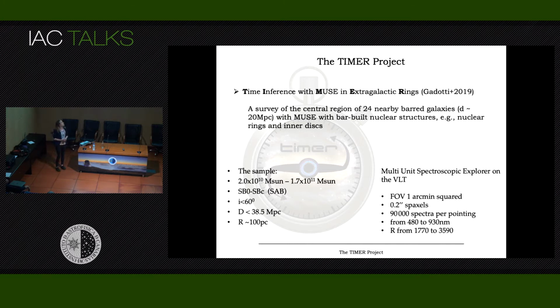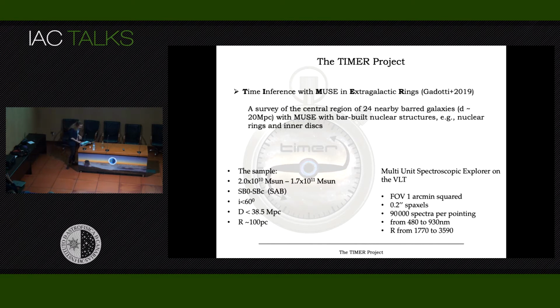I'm going to tell you what it's all about. The Timer project data set consists of 24 nearby barred galaxies. The average distance is 20 megaparsec. And we are observing them at the VLT using MUSE, which is an integral field spectrograph covering the optical part of the spectrum. The spaxels are really small, so the spatial resolution is very high, although we are not observing with adaptive optics, so we are limited by the seeing.